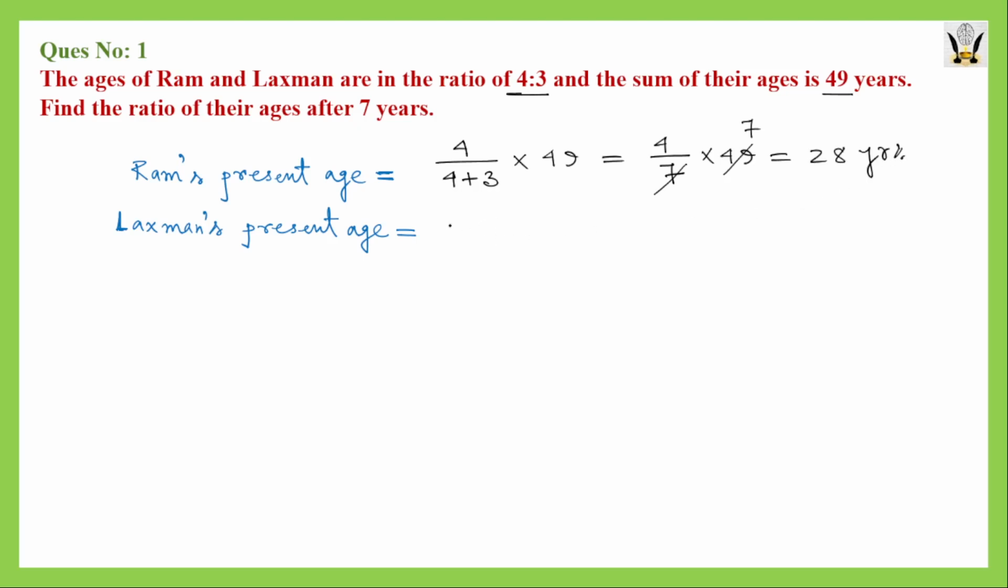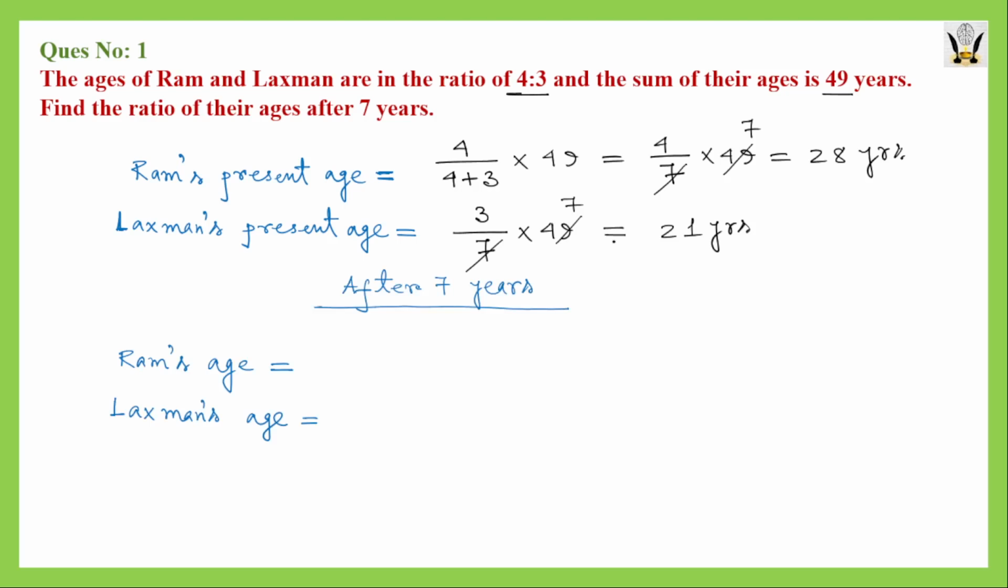Then for Lakshman the present age will be in the ratio 3 out of 7, and the total age is 49. So out of that, how much will be the age in years? It will be again 7 threes, which is 21 years. So 28 and 21 gives us 49 years.